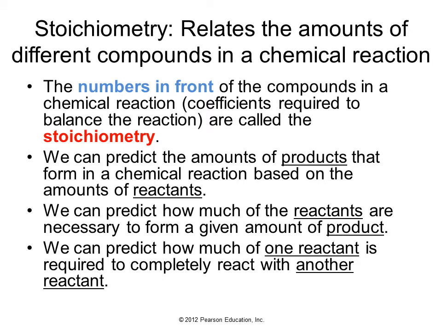Stoichiometry relates the amounts of different compounds in a balanced chemical reaction. The stoichiometry are the numbers in front of the compounds in a chemical reaction, the coefficients that are required to balance the reaction. These numbers are called the stoichiometry. We can predict the amounts of products and the amounts of reactants from a balanced equation.